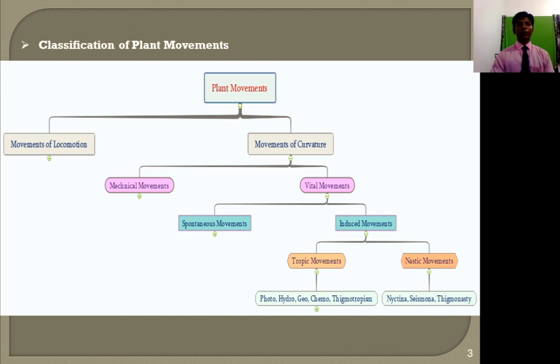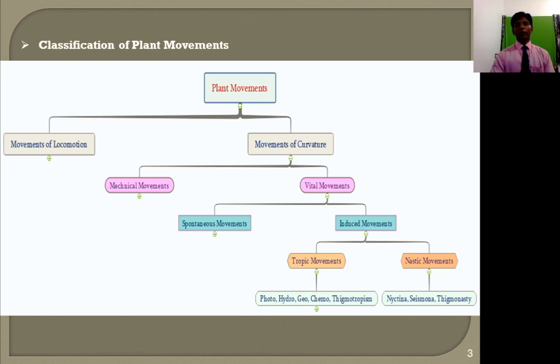Now we'll see the mechanical movements. The plant movements which occur in response to hygroscopicity and mechanical imbibition are called as mechanical movements. The mechanical movements are also called as physical movements. This type of movements are seen in dead parts of the plants. For example, during the dehiscence of fruits and pods, then during the dispersal of seeds and spores, and during the germination of seeds.